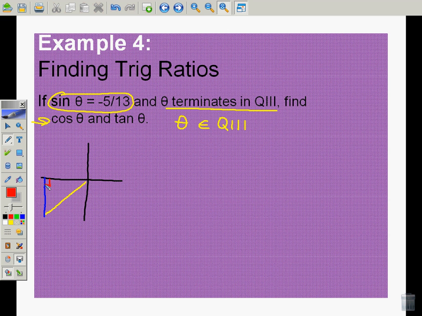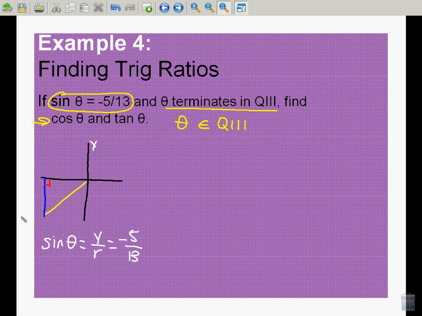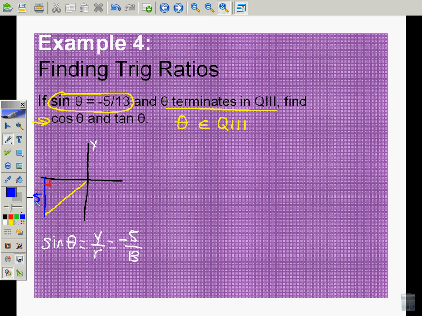Well, what that helps me do is now I remember that the sine of theta is equal to y over r, right? SEER, S-Y-R, SEER. And so if that's negative 5 over 13, let's fill that in. Well, which one is y? I remember that my vertical axis is y. And so when I go ahead and draw this, this is going to be negative 5 coming down this way. Does that make sense? Let's see. Yes, it does, because it's below the x-axis. And then my r is going to be 13.